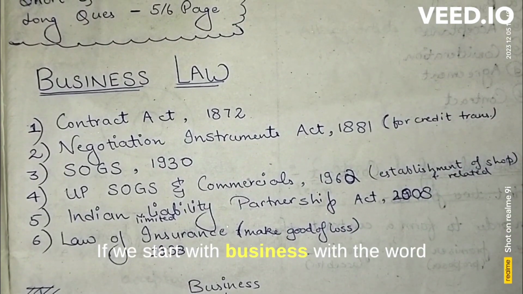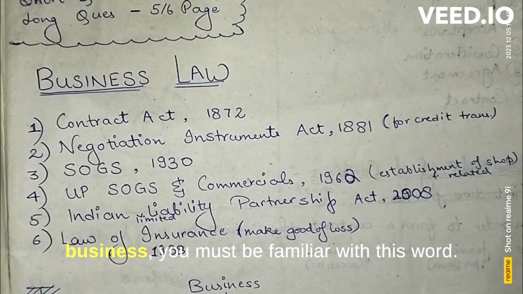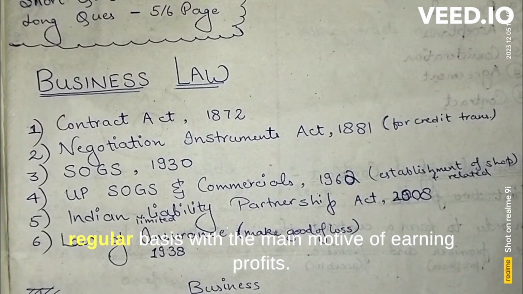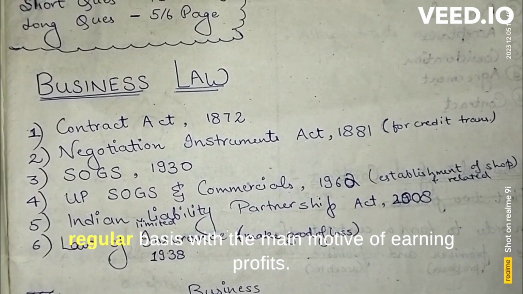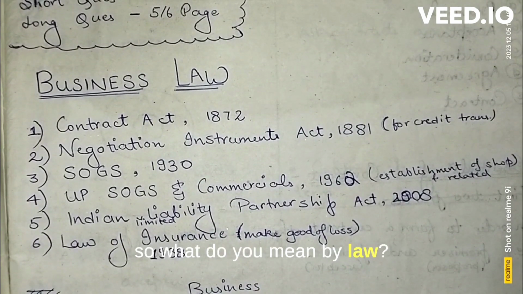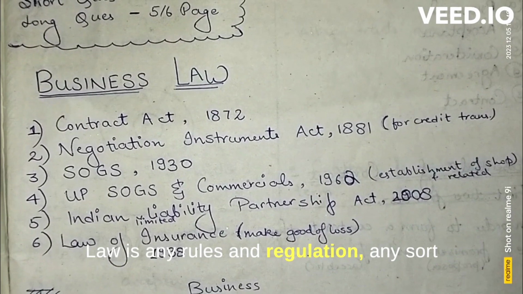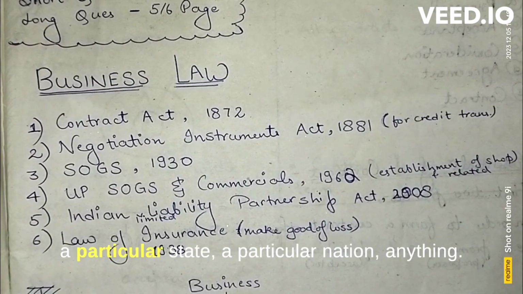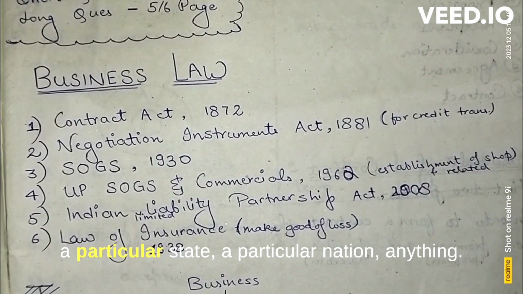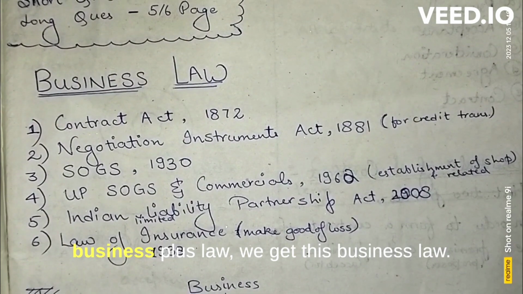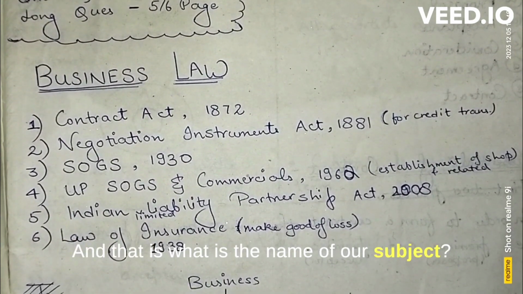If we start with the word business, you must be familiar with it. Business is any economic activity which is done on a regular basis with the main motive of earning profits. And what do you mean by law? In common layman language, law is any sort of rules and regulations governing maybe a country, a particular state, a particular nation, anything. If we combine these two words, business plus law, we get business law, and that is the name of our subject.